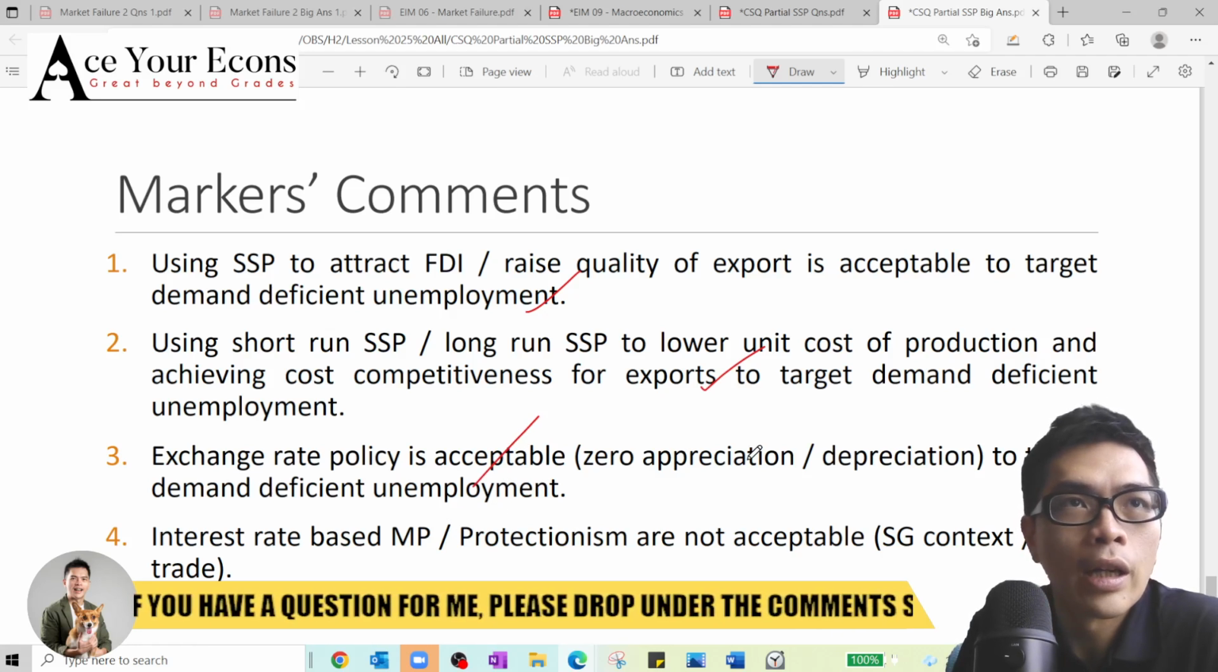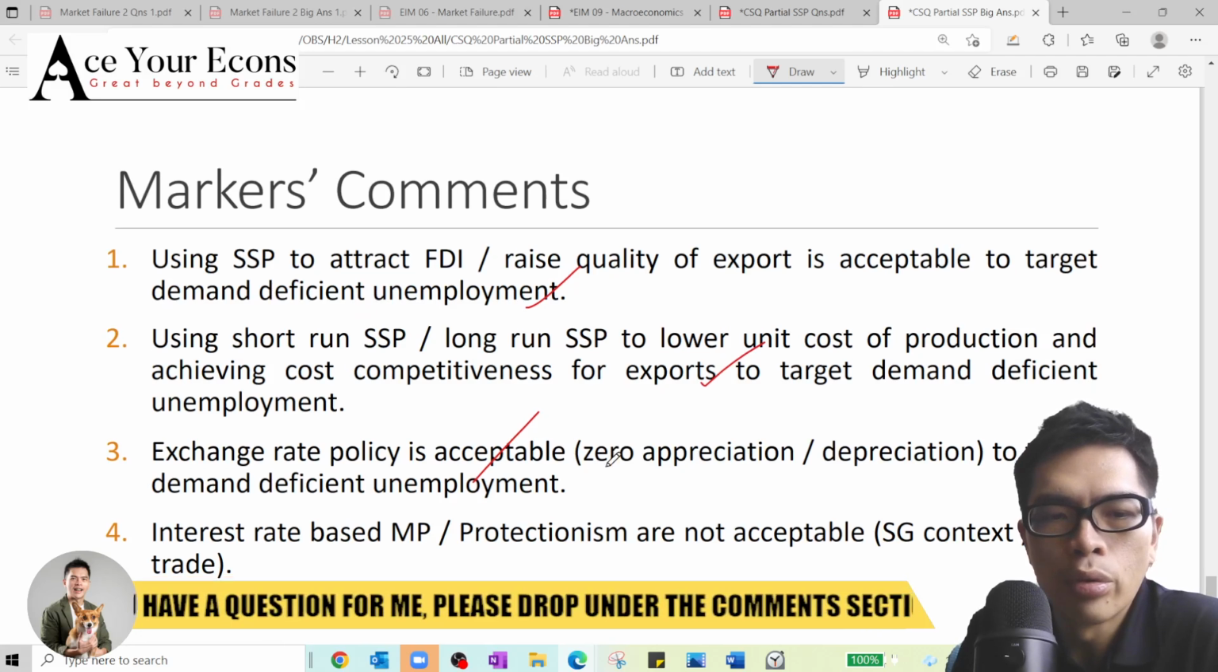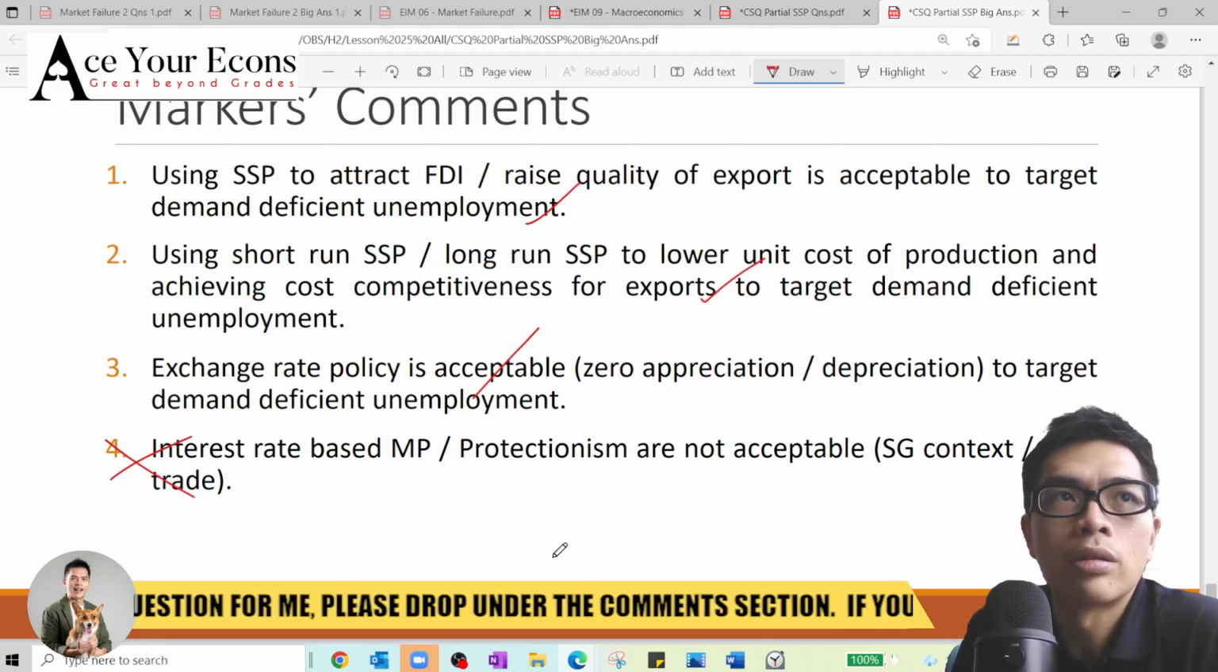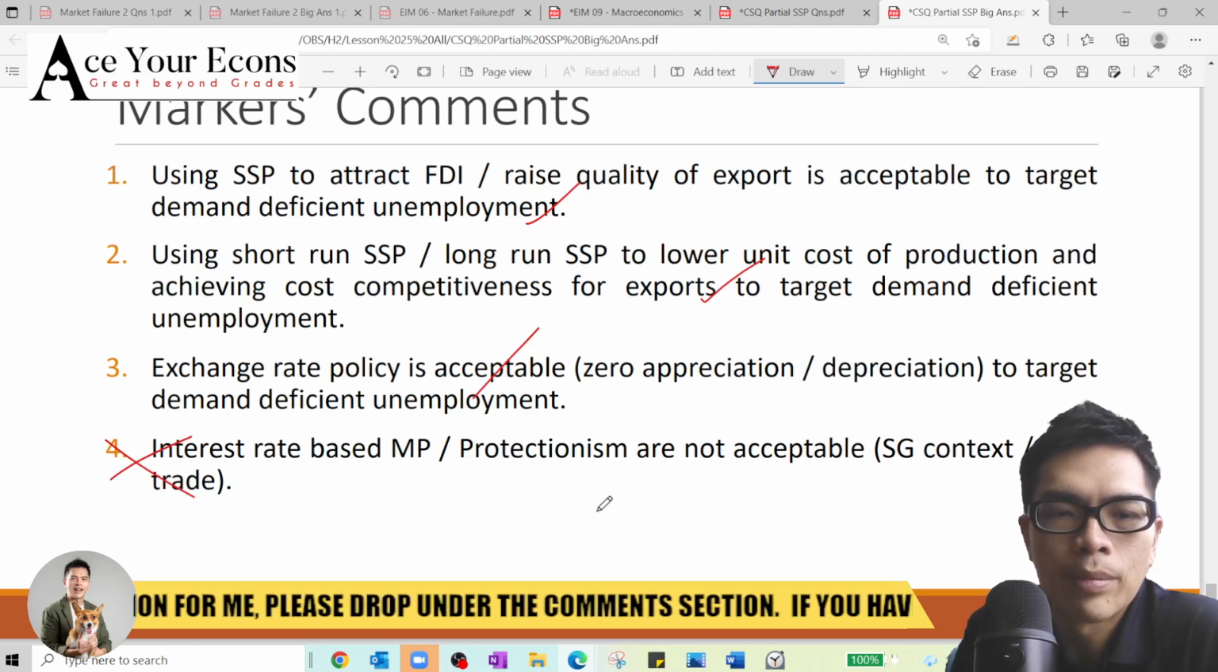Exchange rate policy, I'll recommend that, on top of the two. Interest rate and protectionism, I will reject. These two are not going to be accepted in Singapore.